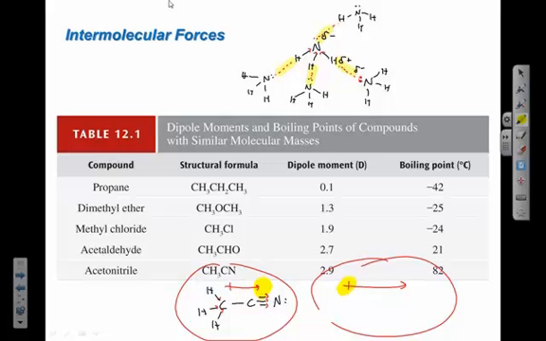So anytime I've got a hydrogen that's forming a covalent bond, a shared pair of electrons, with a highly electronegative atom, that hydrogen is capable of hydrogen bonding with another molecule. Anytime I have a lone pair on a highly electronegative atom, that lone pair is capable of forming a hydrogen bond with another molecule.